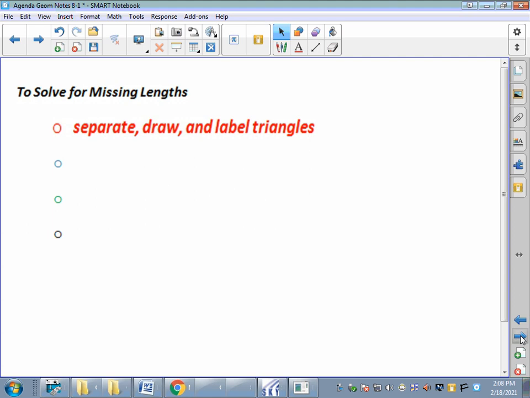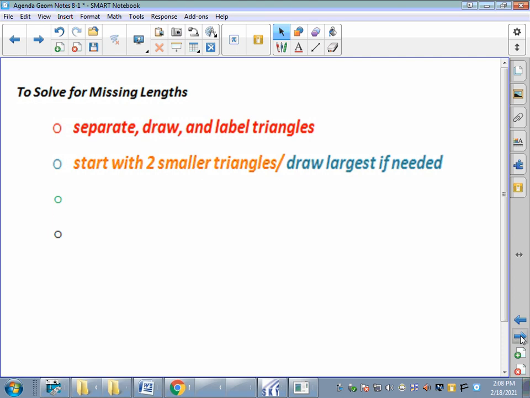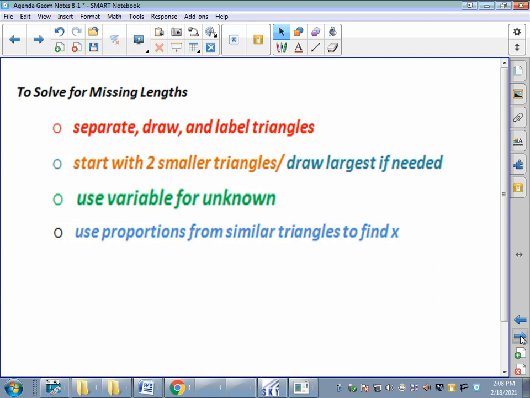Then, typically, you can start with the two smaller, draw the large one if you need to, but start with the small and medium. Then you're going to put a variable for your unknown, right? We always do that in math. If we don't know, that's where we usually put an X. And we are going to use proportions from our similar triangles to find X.